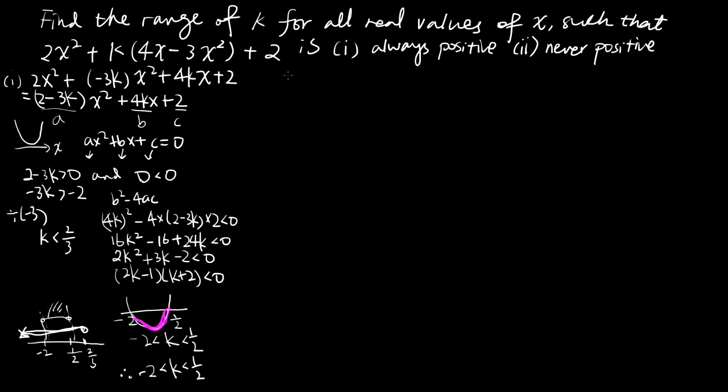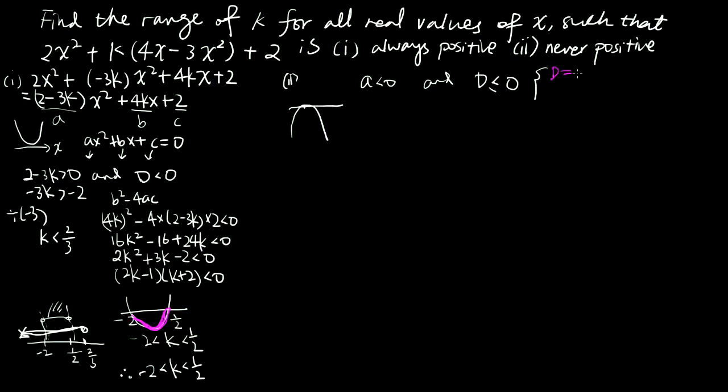Now let's look at the second part. We are going to do the second part based on understanding that if this graph is never positive, it should look like this. This is 0. So basically, a should be less than 0 and the discriminant is less than or equal to 0. Why do I say less than or equal to 0? Because there are two cases.